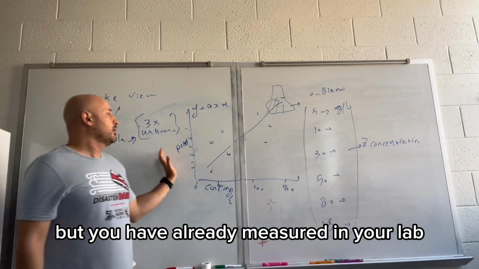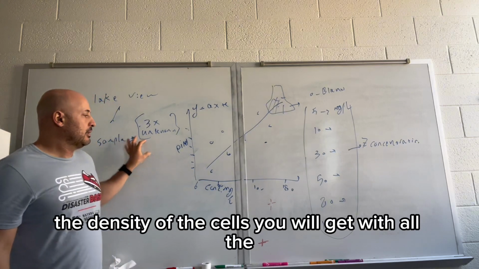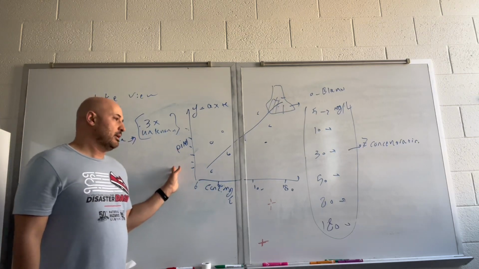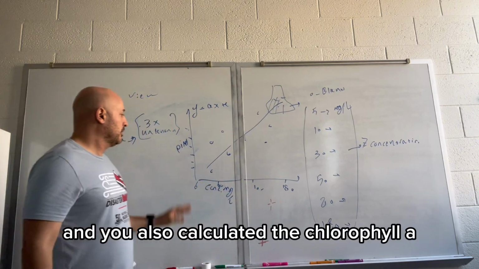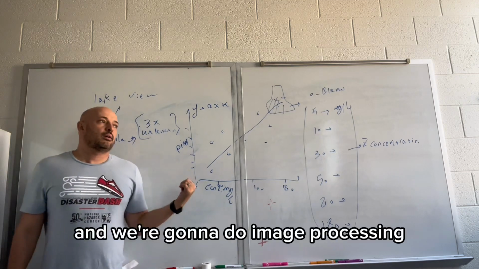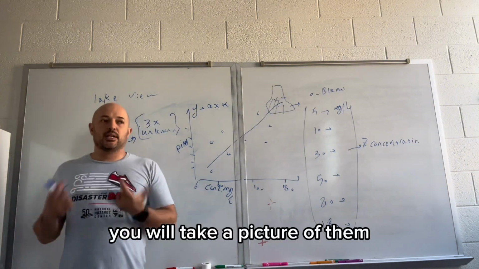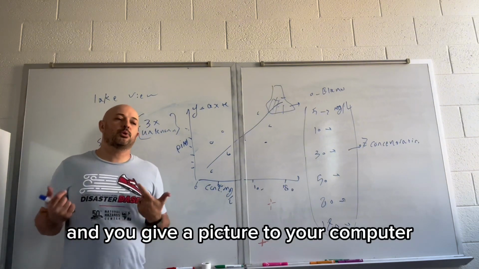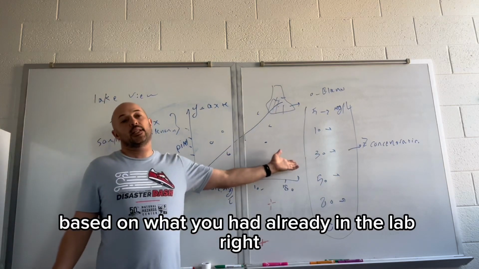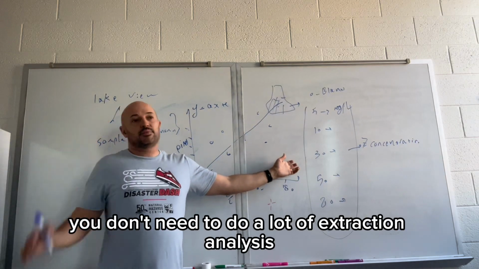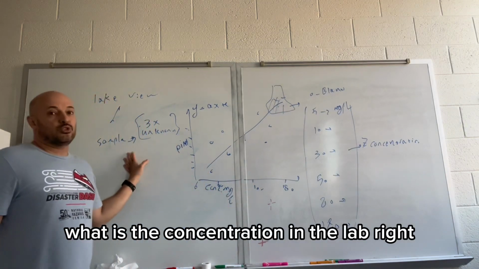But you have already measured in your lab the density of the cells with the optical density, and you also calculated the chlorophyll A. So we want to write the code, and we're going to do image processing. If you take the sample from the lake, you take a picture of it and give the picture to your computer. Without taking it to the lab, you can just get the result based on what you already had in the lab, right? You don't need to do a lot of extraction, analysis, whatever. You can just estimate the concentration in the lake, right?